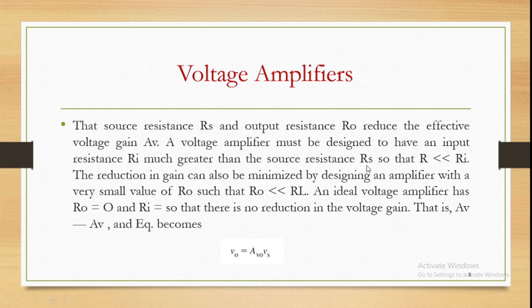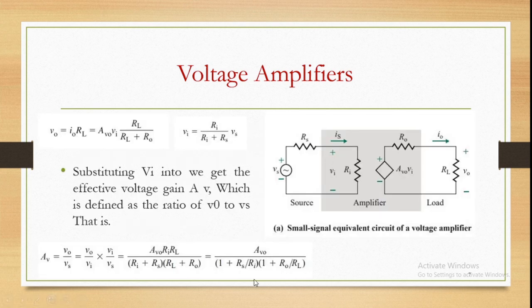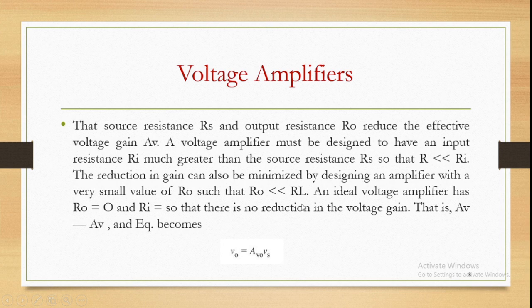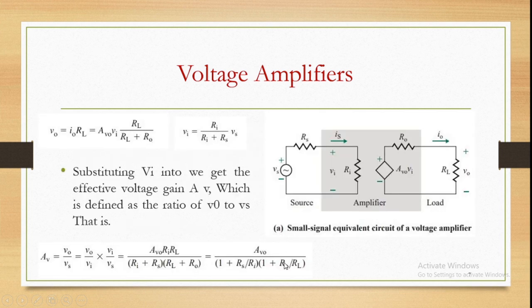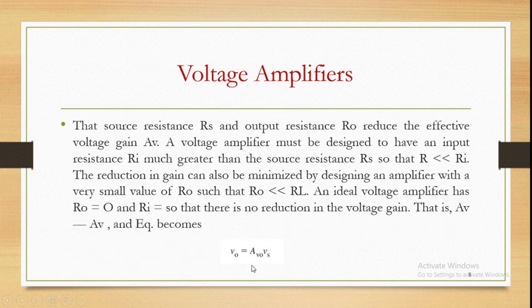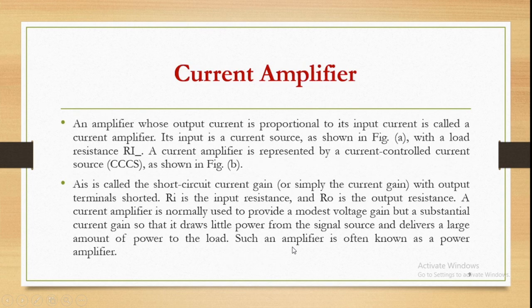So we should design the voltage amplifier in such a way that, from this particular equation, Rs should be very much less than Ri, and R0 should be very much less than RL. So in ideal cases, R0 should be equal to 0 and Ri should be equal to infinity. Then there will be no reduction in the voltage gain. So we can have V0 equal to AV0 into Vs. So this is the way the voltage amplifier works.